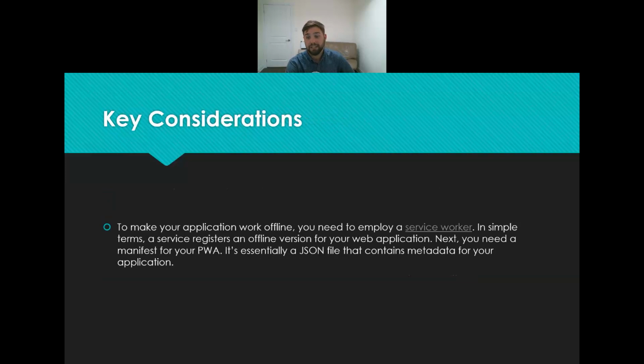Cool. Some key considerations. To make your app work offline, you need to employ a service worker. Don't worry about what that is. We'll talk about it later. But basically, in simple terms, a service worker registers an offline version for your web app, and then you need a manifest for your PWA, which is essentially just a JSON file that stores a bunch of metadata for your app. So we'll get into some of that stuff later, but don't worry about the details right now.